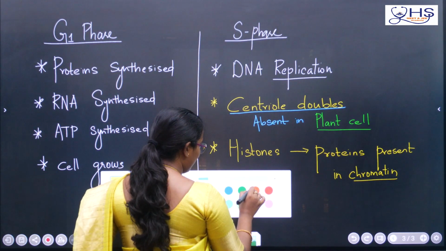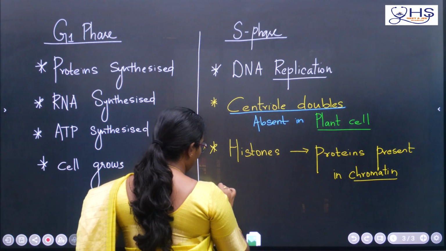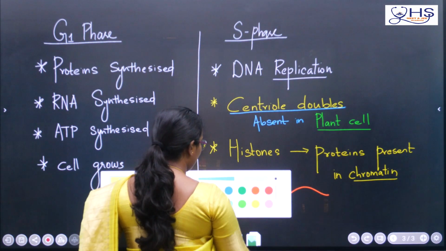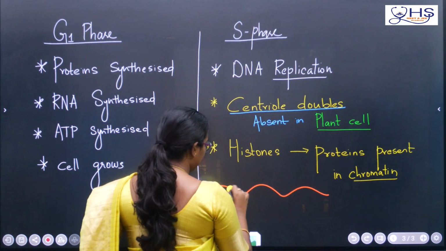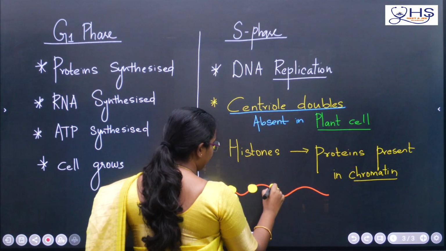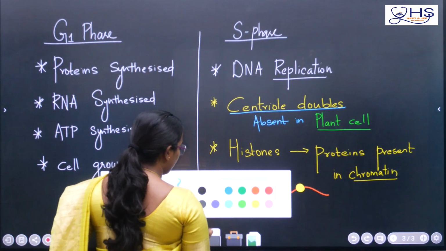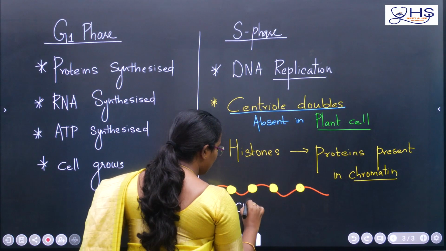So shall we take this color for DNA? Yes, DNA. This DNA contains some beaded structure. We'll take yellow for the beaded structure. So DNA will look like this. This structure together is called chromatin.